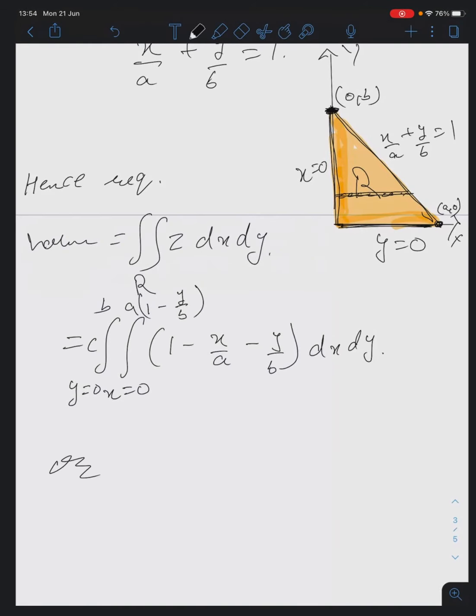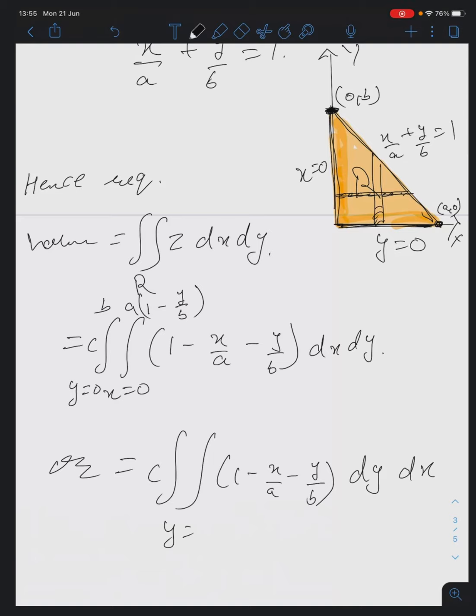Or the same problem, if I change the order, the function is same, c into 1 minus x by a minus y by b. If I write dy dx, then the limits of y will be from y equal to 0 to y equal to b into 1 minus x by a, and limits of x will be from 0 to a. So either you solve this order or this order, you will get the same answer only. Got it? All of you understood now? Yes, ma'am. So this result will give you the volume. So solve this one and tell me the answer.